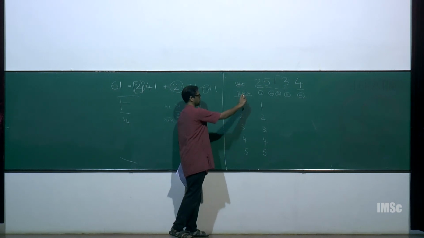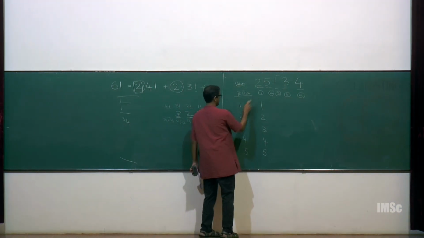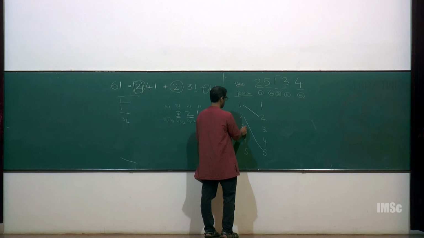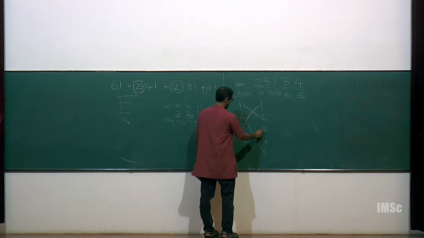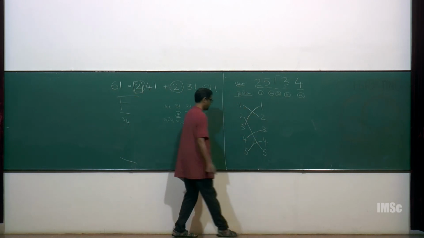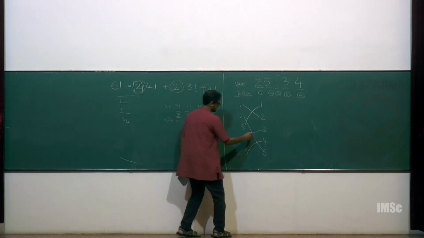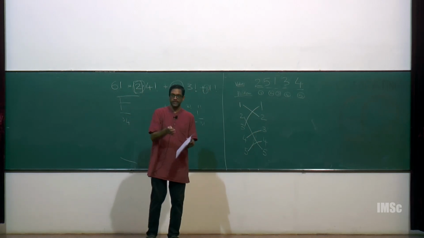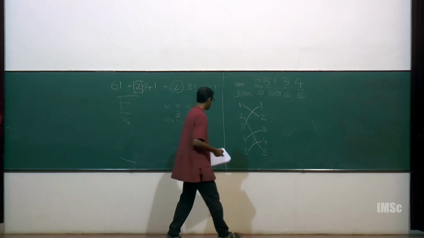On the left are the positions, on the right are the values. So 1 goes to 2, 2 goes to 5, 3 goes to 1, 4 goes to 3, and 5 goes to 4. Okay, so that's my picture of a permutation. You can also depict it as cycles. You can decompose it into cycles and write that down.